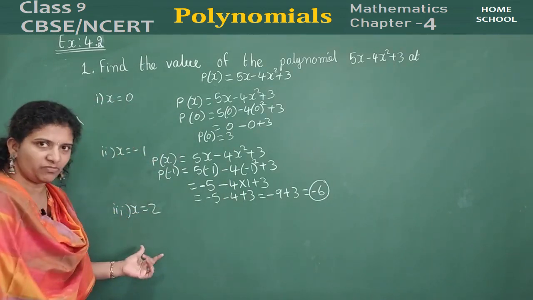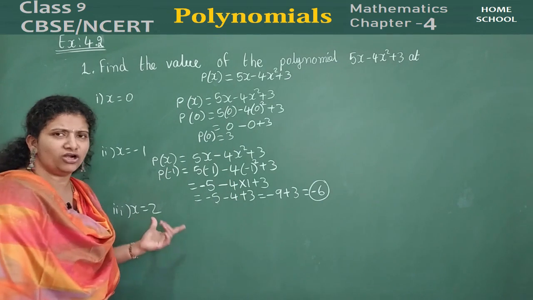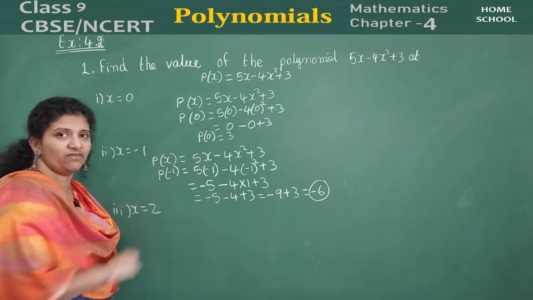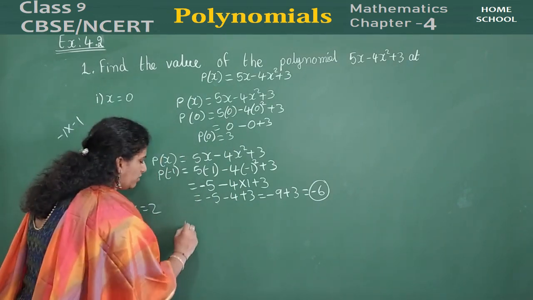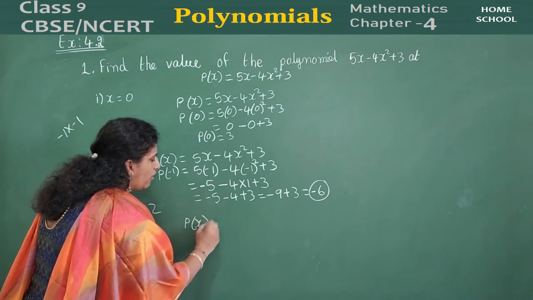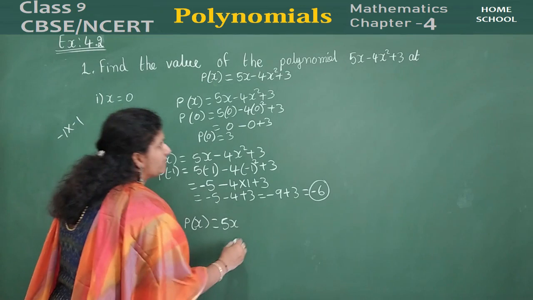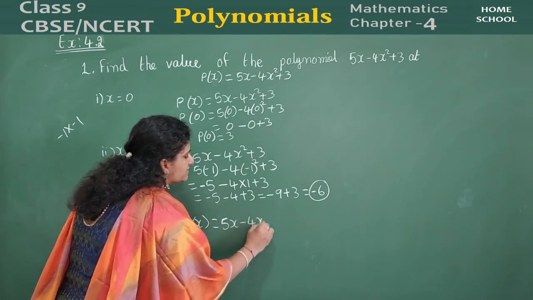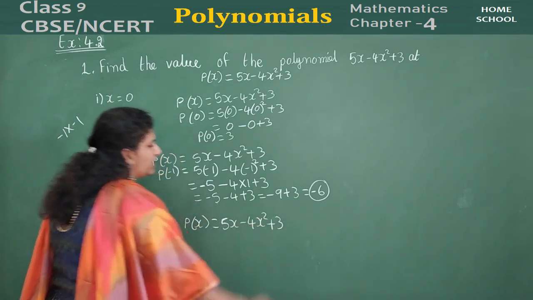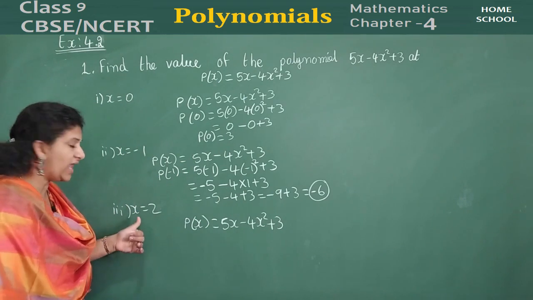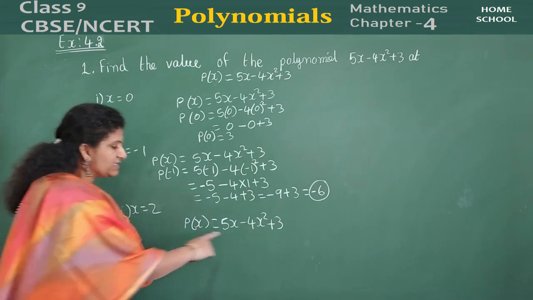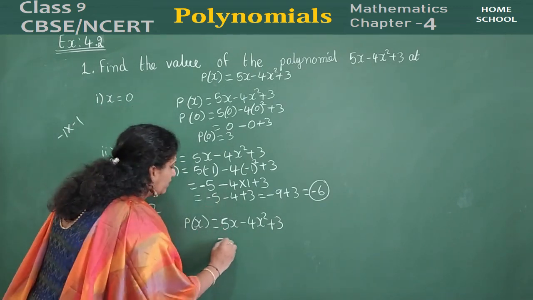So, last sub question. If x is equal to 2, find the value of the given polynomial. So write the polynomial: P of x is equal to 5x minus 4x square plus 3. What is the x value given? 2. In x place, substitute 2.